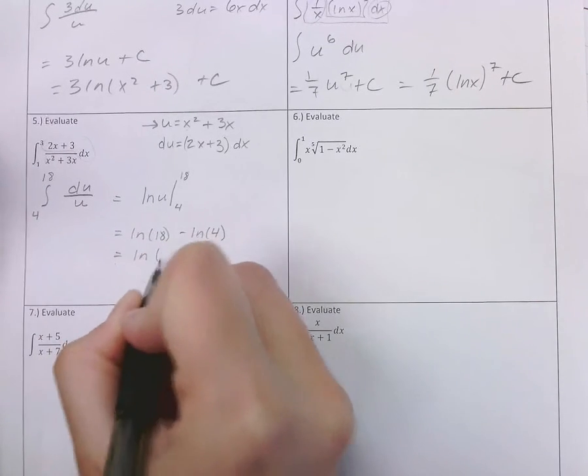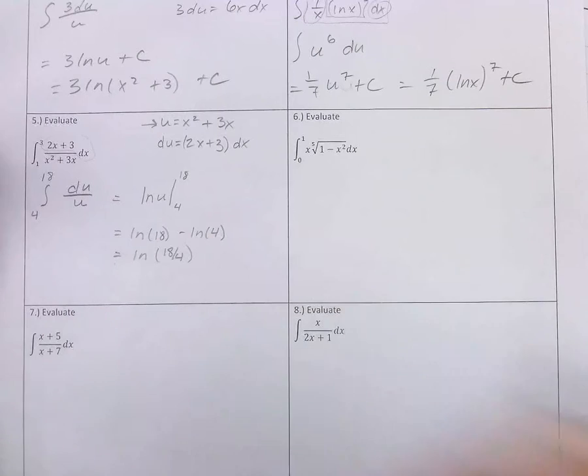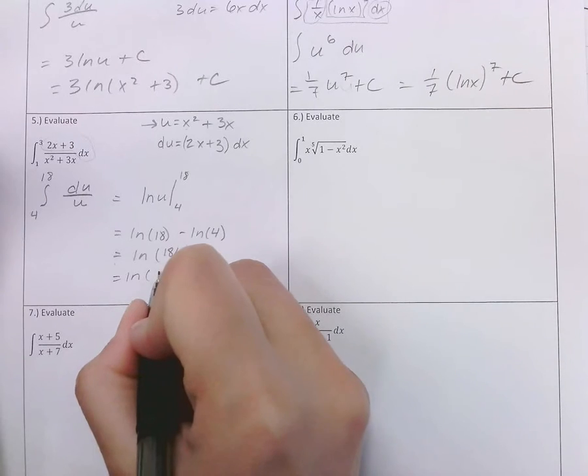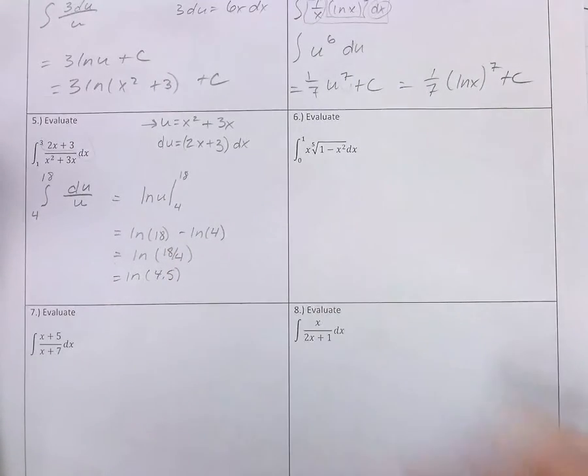Natural log properties, or in general logarithm properties, say that you can divide 18 by 4. When you do natural log 18 minus natural log 4, you can combine that to the natural log of 18 over 4. So that's the natural log of 4.5, or 9 over 2.